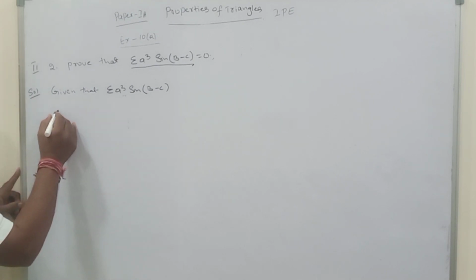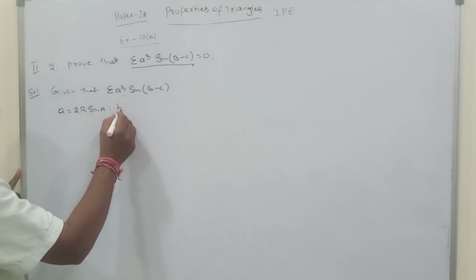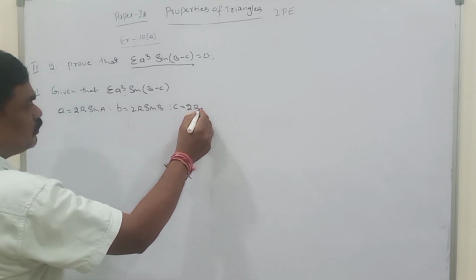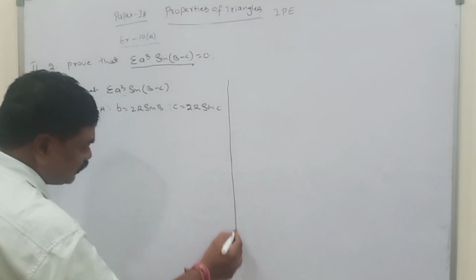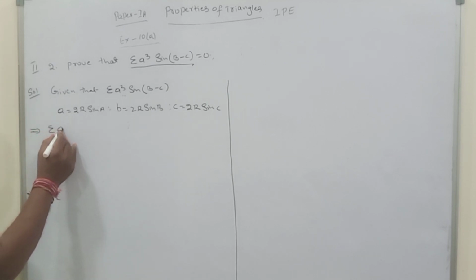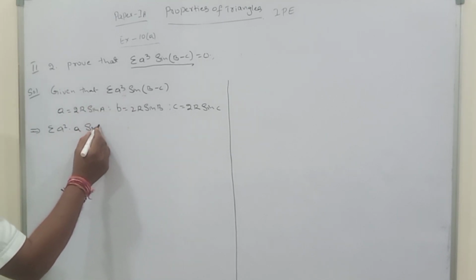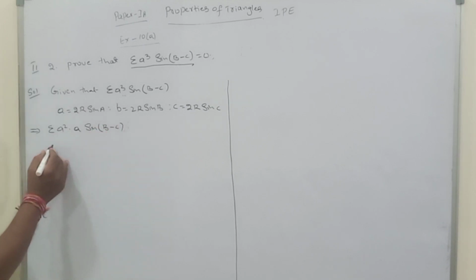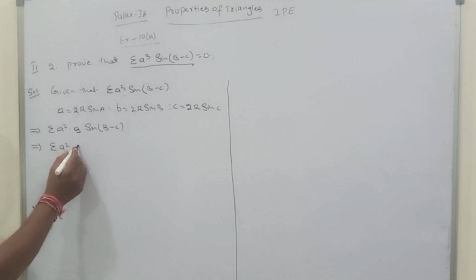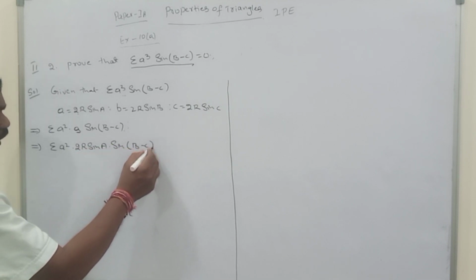But we know the sine rule. a is equal to 2R sin A, b is equal to 2R sin B, c is equal to 2R sin C. We know this one, and you have to write this as sigma a square into a, since a cube can be written as a square into a, into sin of B minus C. But a is equal to what? 2R sin A. So sigma a square into 2R sin A into sin of B minus C.